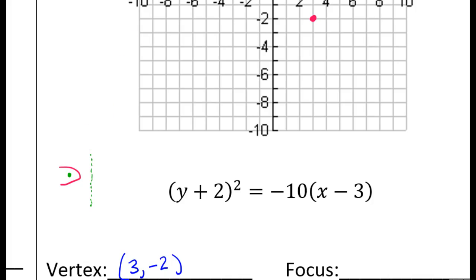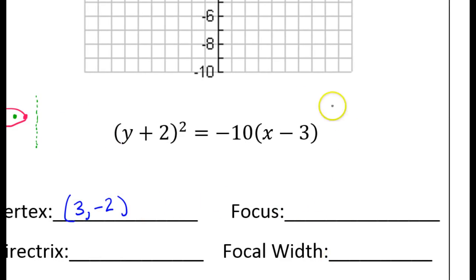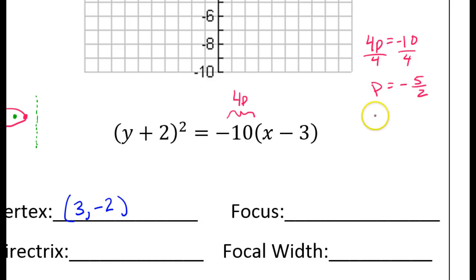All right, so we have the vertex, which is this point right here. In order to find the focus, we need to know what the p value is. Well, this number right here is 4p. In other words, 4p is equal to -10. If I divide both sides by 4, that's going to give me p is equal to -5/2. As a decimal, that would be -2.5.